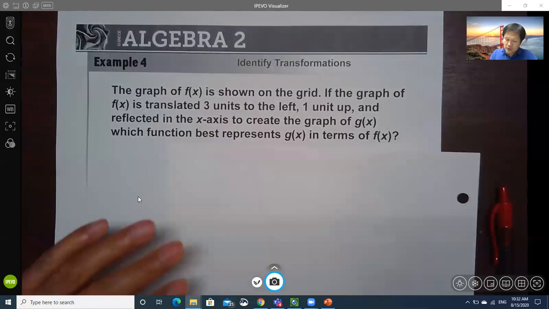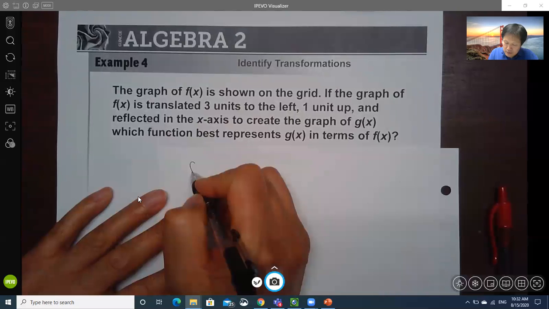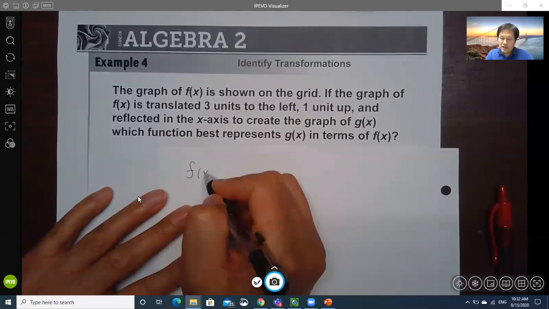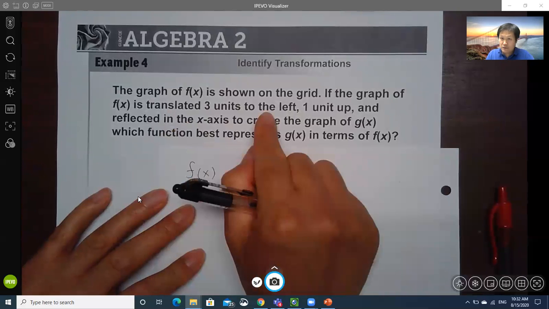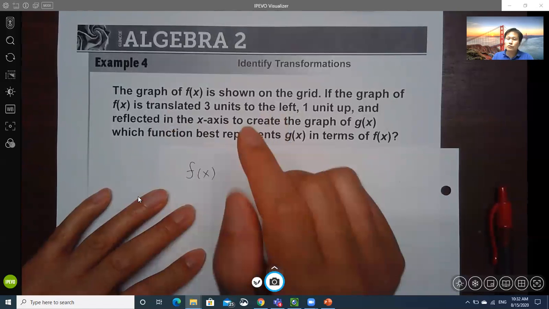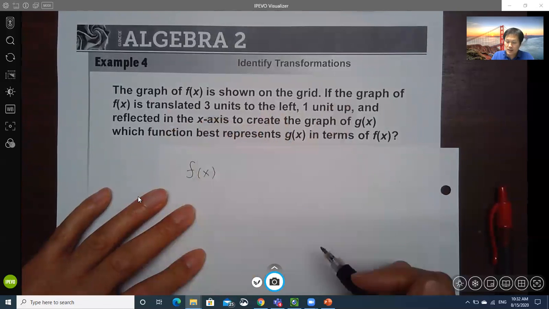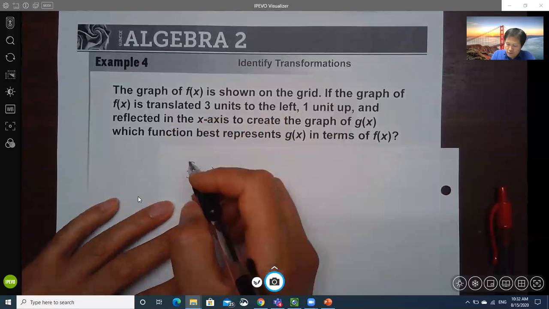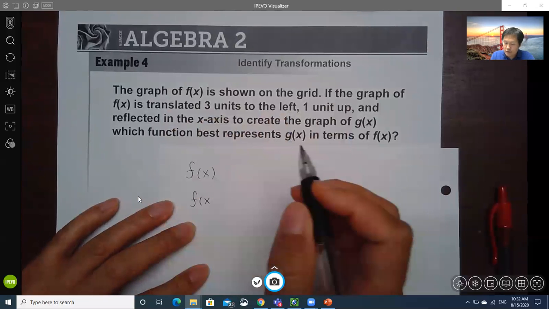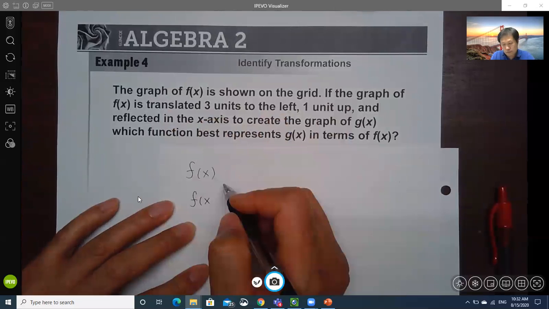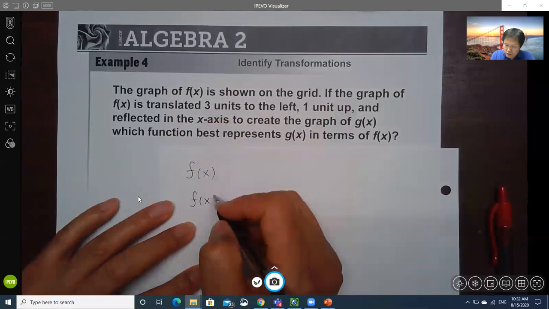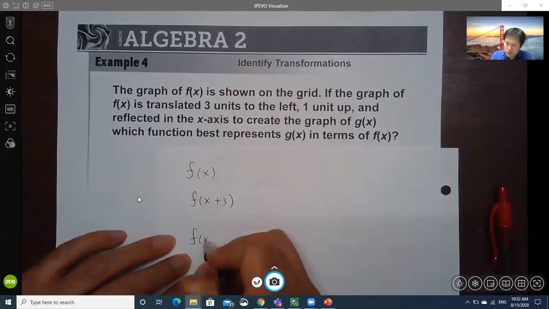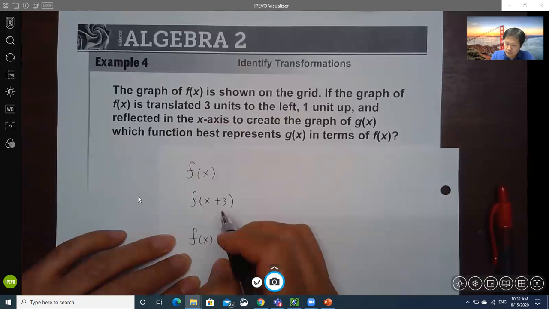So here, f of x, translate 3 units to the left. 3 units to the left. So you have two choices. Do you want f of x, 3 units to the left, plus 3, or f of x, 3 to the left, minus 3?